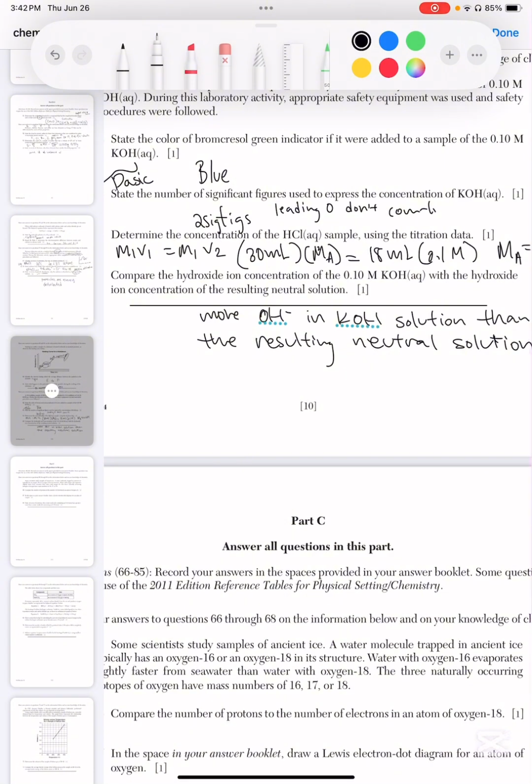the resulting neutral solution is what you get after you've titrated with acid. So you can basically understand it as just water plus salt, because that's a neutralization reaction, right? Water plus salt. So in our case, it would be HCl plus KOH.